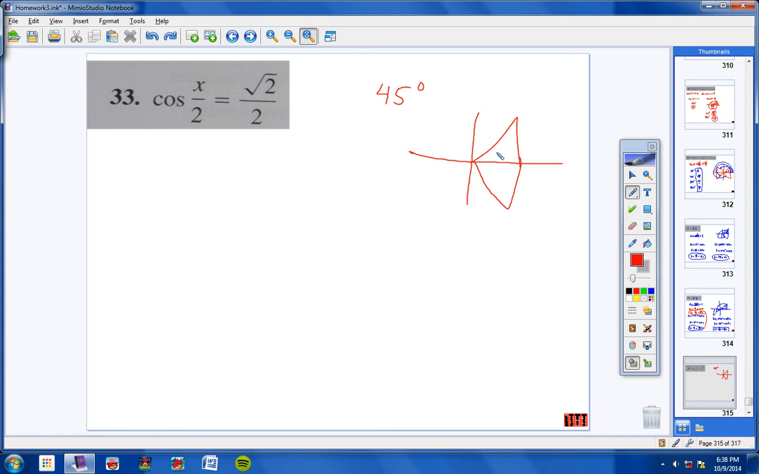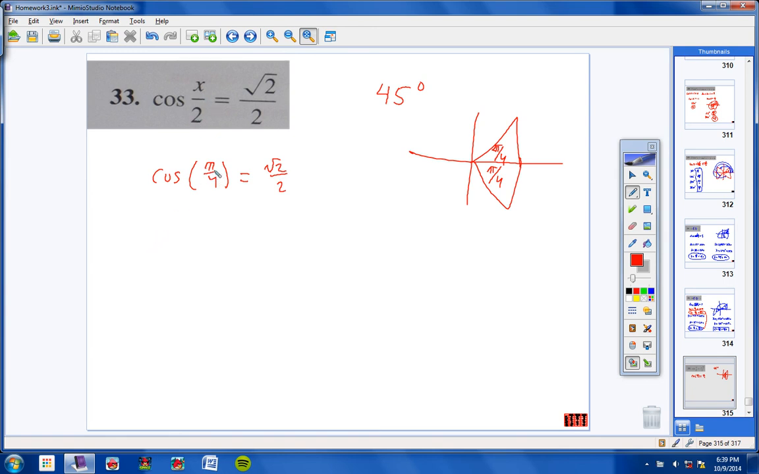So 45 degrees is pi over 4 and pi over 4. Okay, there we go. Now, okay, students, here we go. So pi over 4 is one answer. So I come over here and I realize that the cosine of pi over 4 equals square root of 2 over 2. Now, remember, pi over 4 equals x over 2.